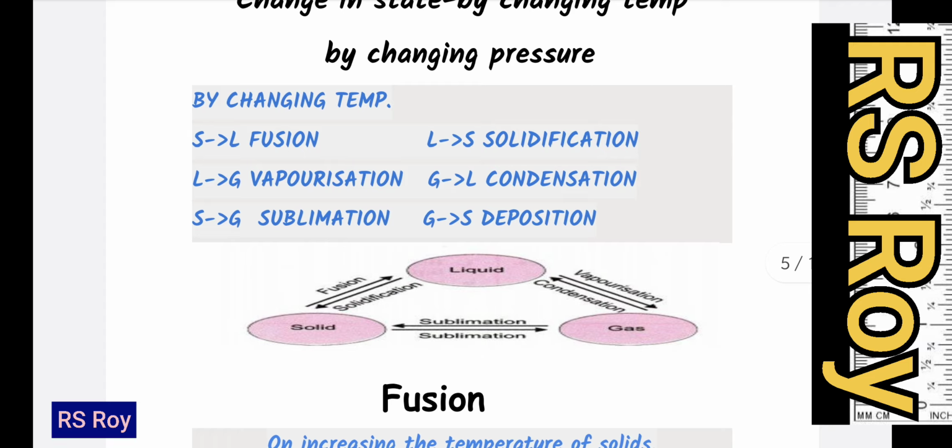We can change gas into liquid. It is known as condensation. We can change solids into gases. It is known as sublimation. We can convert gases into solids. This is known as deposition.